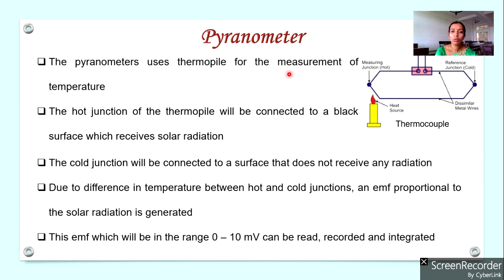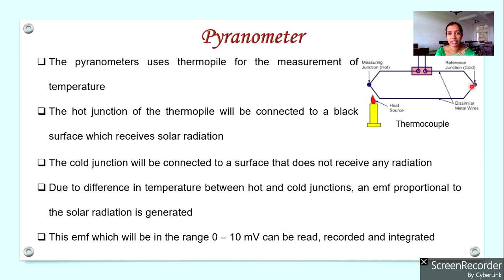So now, how is this measurement done in the pyranometer? Let us see. Pyranometers use a thermopile for the measurement of temperature. So what is a thermopile? A thermopile is nothing but a number of thermocouples connected in series. So what is a thermocouple? You already know about it. A thermocouple is nothing but two dissimilar metals joined together at two ends. So there will be two dissimilar metals which are joined together at two ends.